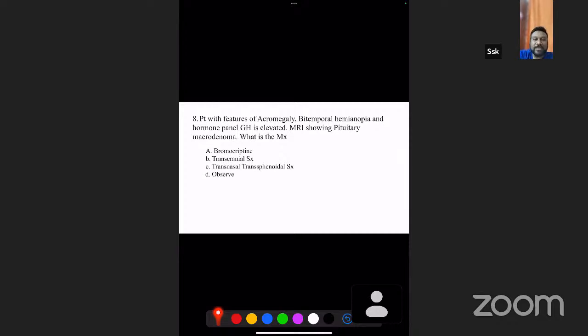A patient presents with features of acromegaly, bitemporal hemianopia, and the hormone panel is showing an elevated growth hormone level. MRI is showing a pituitary microadenoma, pituitary macroadenoma. So what is the treatment? For all pituitary tumors other than prolactinoma, the treatment is going to be a transnasal transsphenoidal surgery.